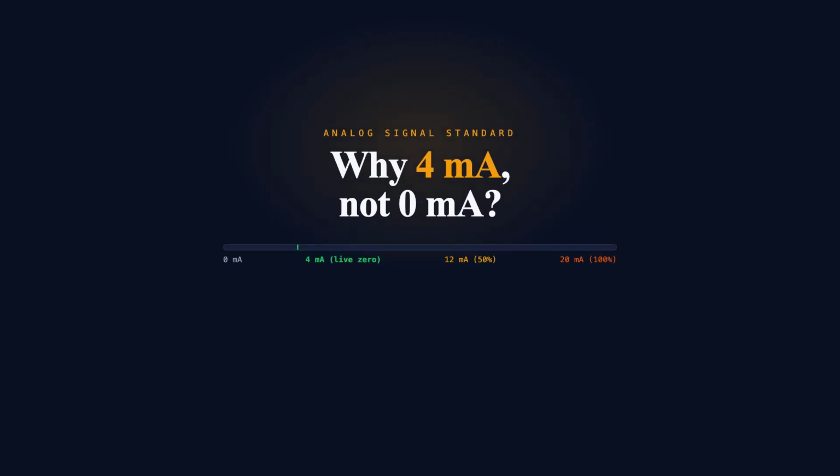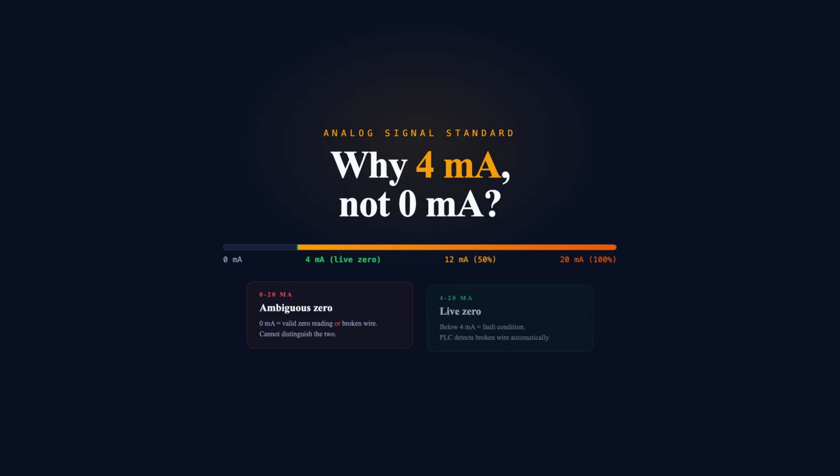Every PLC reads analog sensors: pressure transmitters, temperature probes, flow meters. They all output a 4 to 20 milliamp signal. The first question most people ask is, why 4? Why not 0? The answer is the live zero principle.